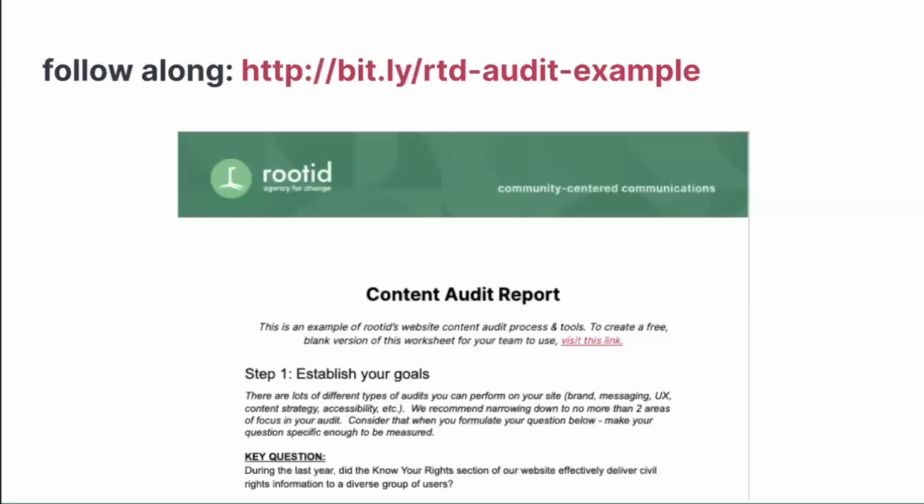And one of their strategic goals is to deliver civil rights information to a diverse group of individuals. And I bring that up because we're going to come back to it a few times during this session, just to kind of ground you in what we're trying to do on the website. For those of you that would like, this is actually an audit report that we did with the ACLU of Northern California. We're going to be following along in this audit report, and this is actually the same report that you all are going to generate today. You're going to be working on today.